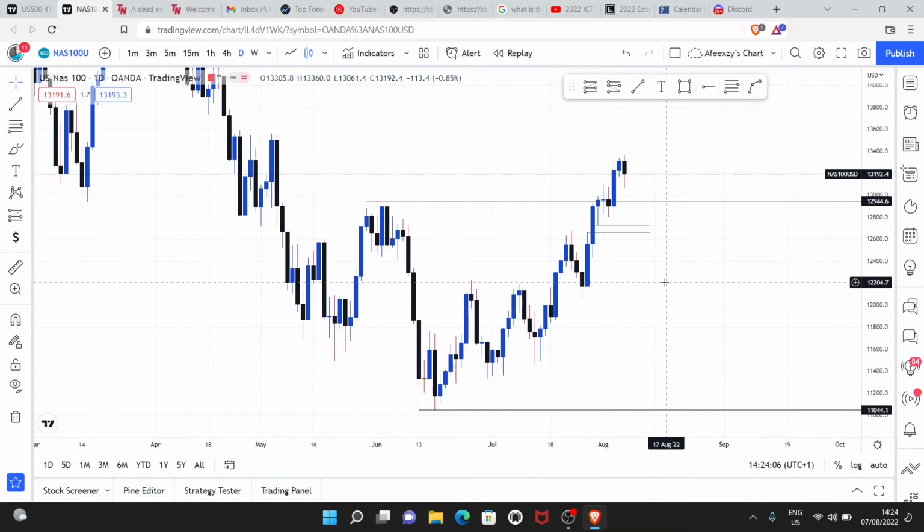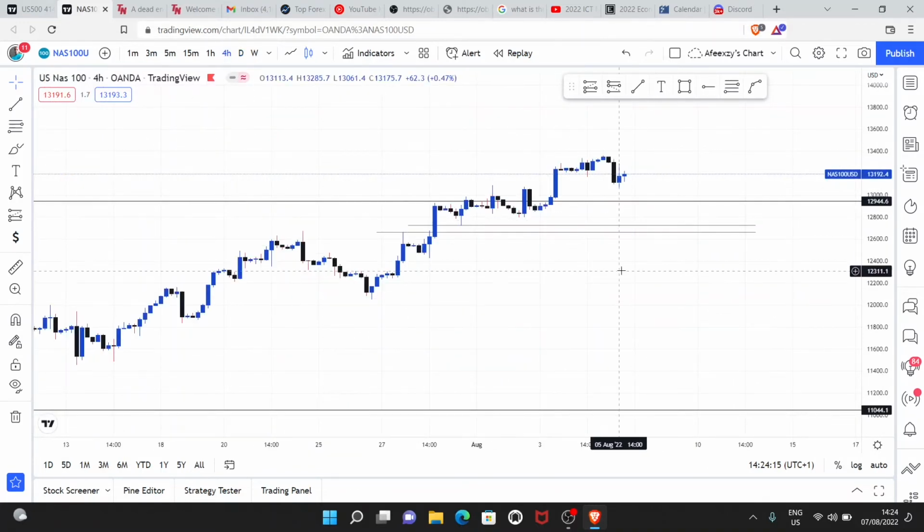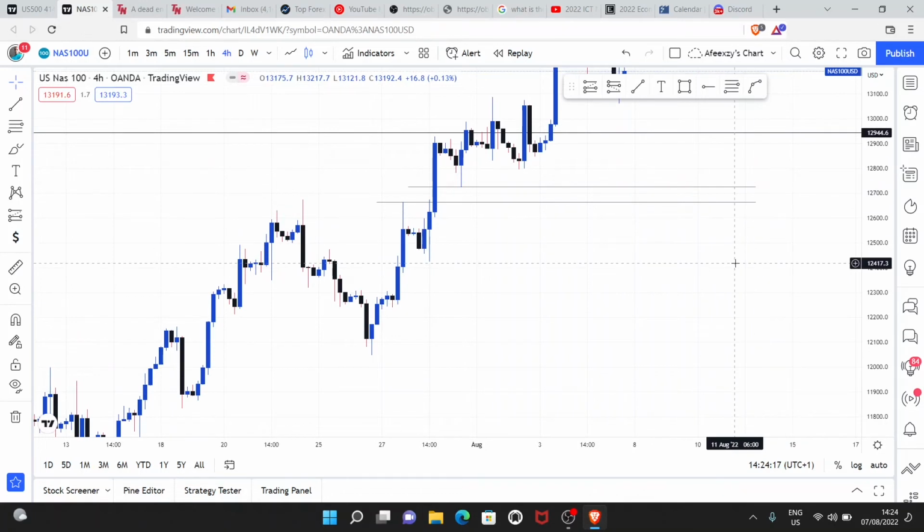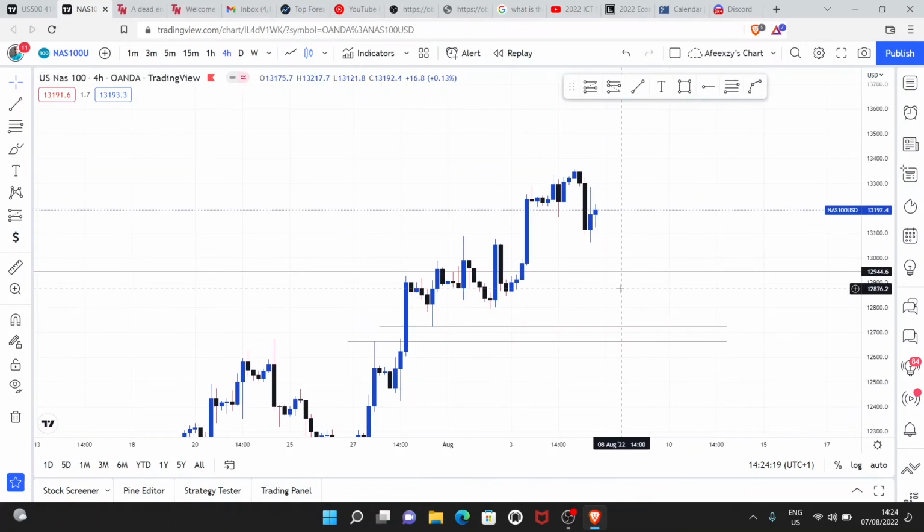This is from our daily perspective. Then let's go to our 4-hour time frame. On our 4-hour time frame, you can see a push higher. This was what I saw that gave me a trade entry signal here for a sell.